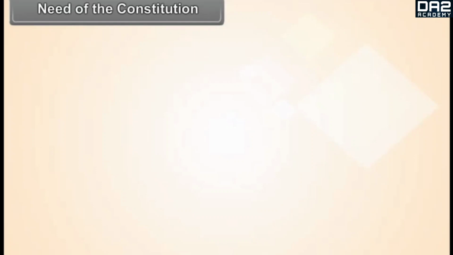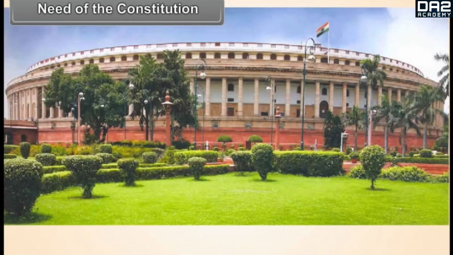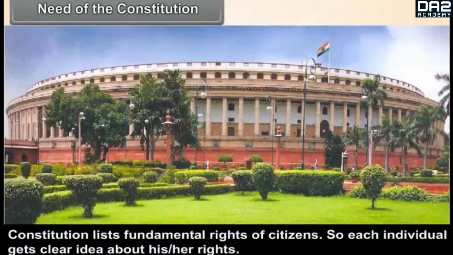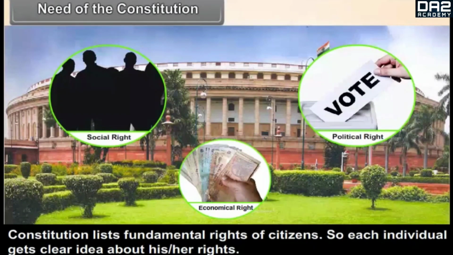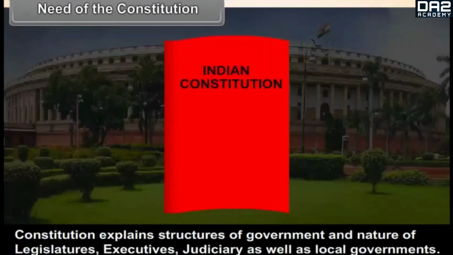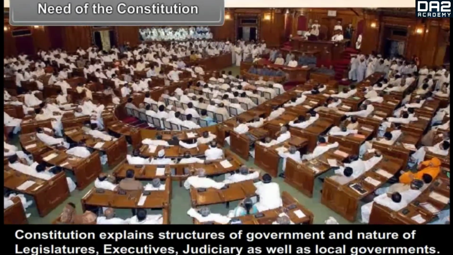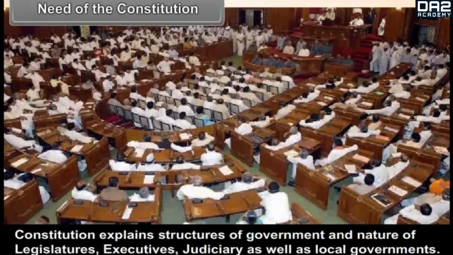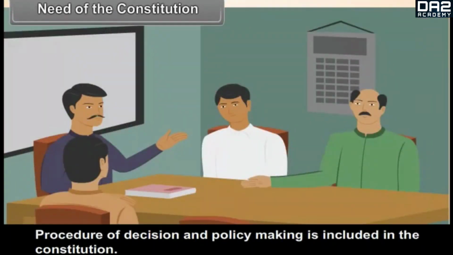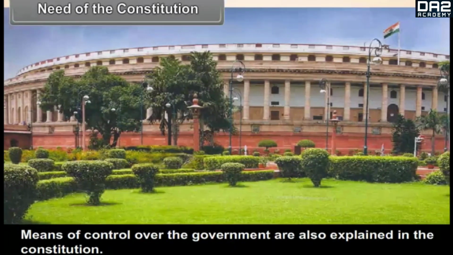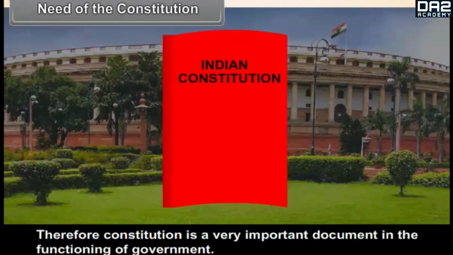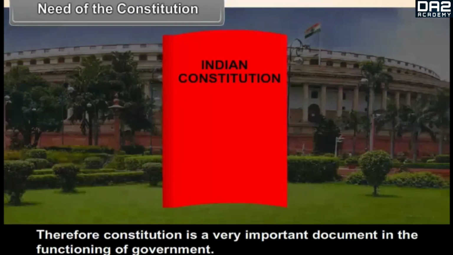B. Need of the Constitution. Constitution lists fundamental rights of citizens. So, each individual gets a clear idea about his or her rights. Constitution explains the structure of government and the nature of legislatures, executives, judiciary as well as local governments. The procedure of decision and policy making is included in the Constitution. Means of control over the government are also explained in the Constitution. Therefore, Constitution is a very important document in the functioning of government.